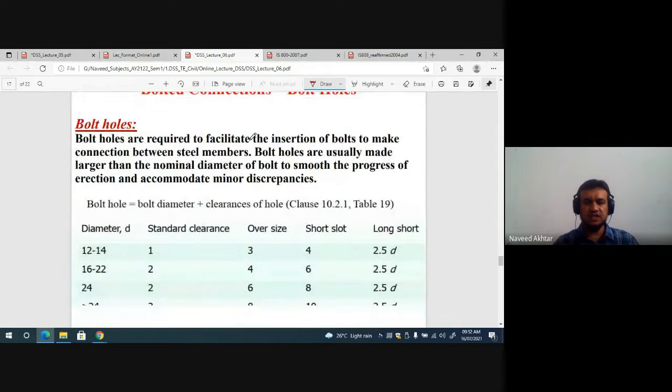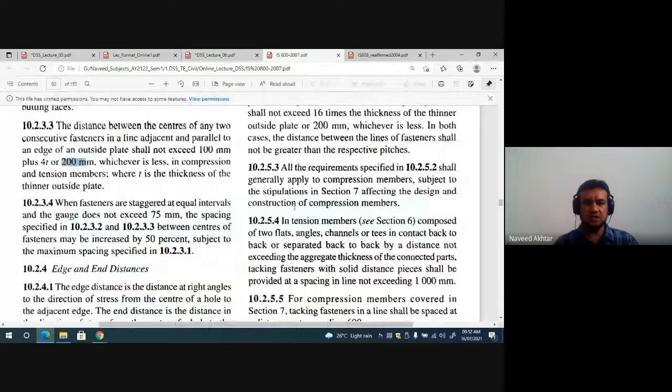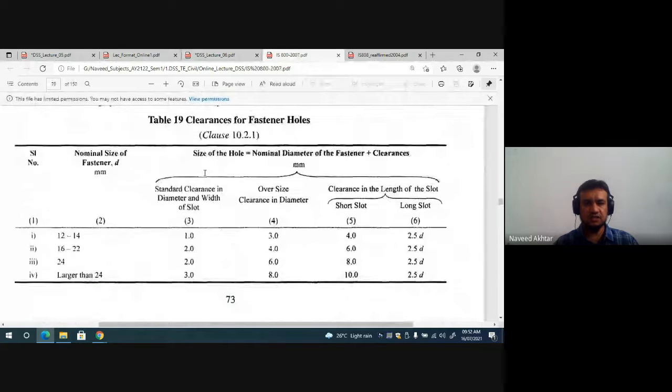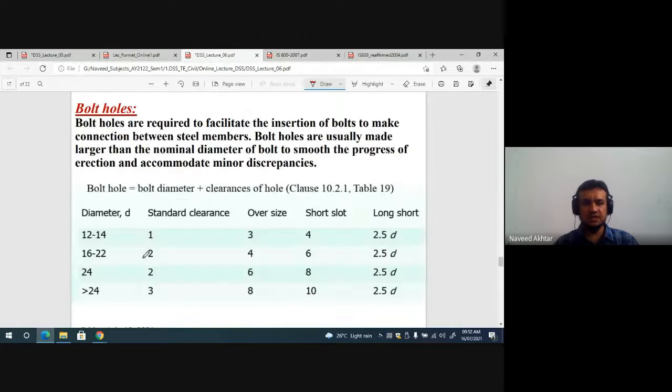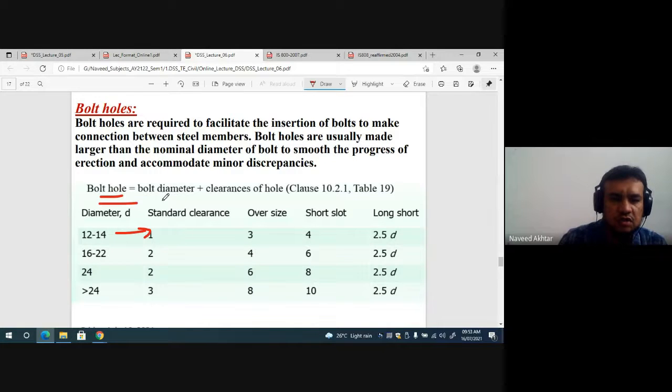Now, we have already seen the bolt hole in this clause. Here this table is there, Table 19, clearance for the passing. That is given here. Based on the diameter of your bolt, you can take the clearance and find out the diameter of the bolt hole. Bolt diameter plus clearance gives you the diameter.